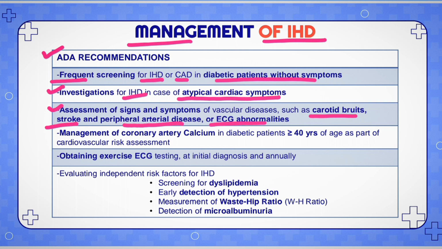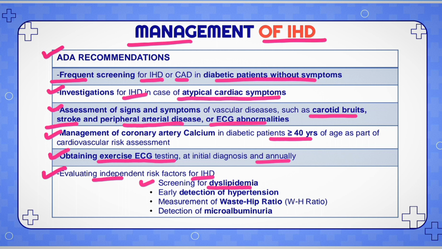In any person having diabetes who is more than 40 years of age, as a part of cardiovascular risk assessment, we need to check for the coronary artery calcium and we need to do the management for the same. As an initial diagnosis, we need to obtain the exercise ECG testing initially and after that annually. Apart from that, we also need to assess some independent risk factors for the development of any ischemic heart disease, which include the screening for dyslipidemia, abnormal lipid level, abnormal lipid metabolism.